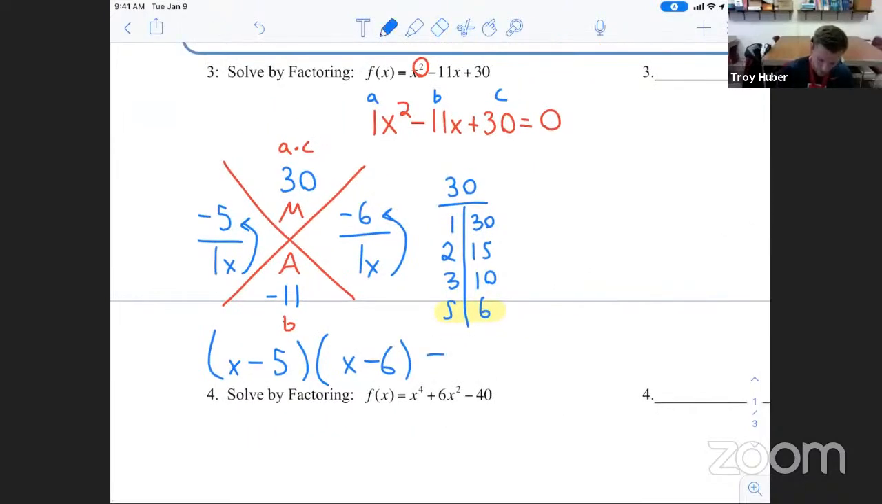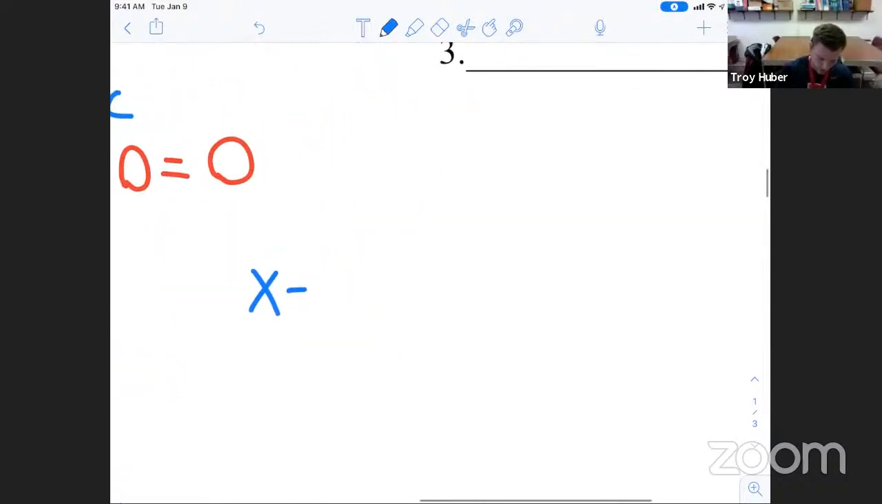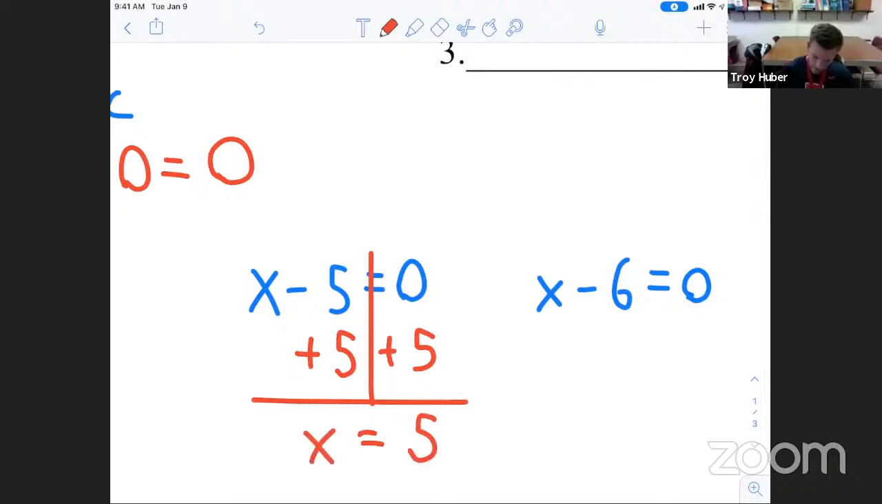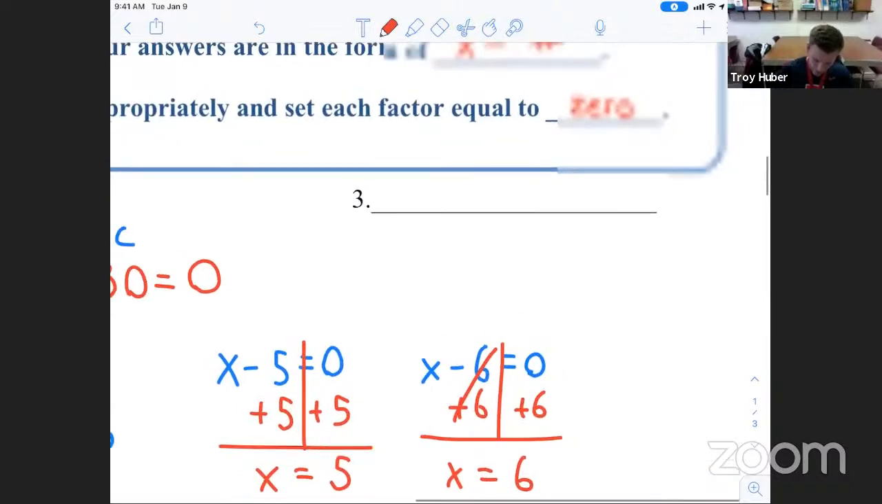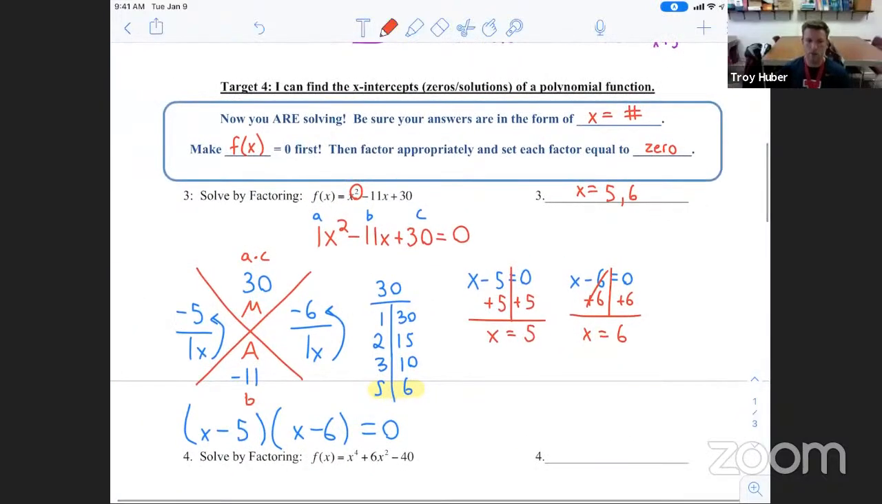But remember, we have to set these both equal to 0. So x minus 5 is equal to 0, and x minus 6 is equal to 0. Add 5 to both sides. X is equal to 5. Add 6 to both sides. X is equal to 6. All right, so for this one, I got my solutions. X is equal to 5 and 6. All right, so that would be how we would factor those ones there.